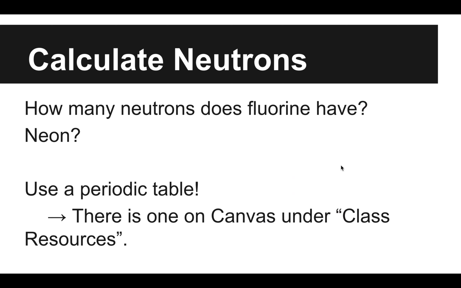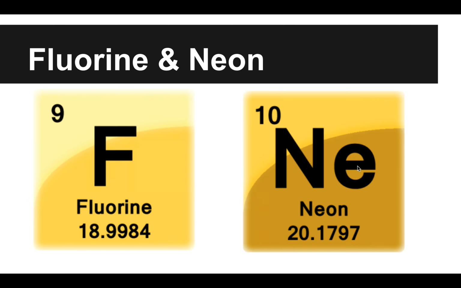All right. So now I want you to do 2 more. How many neutrons does fluorine have? How many neutrons does neon have? You need to use the periodic table. There's one under Canvas under class resources, but I've also put it right here. Okay, so using this, I want you to calculate the number of neutrons for fluorine and neon. I'm not going to give you the answers for this one because we'll probably do it in class, but I want you to try it beforehand. Okay?